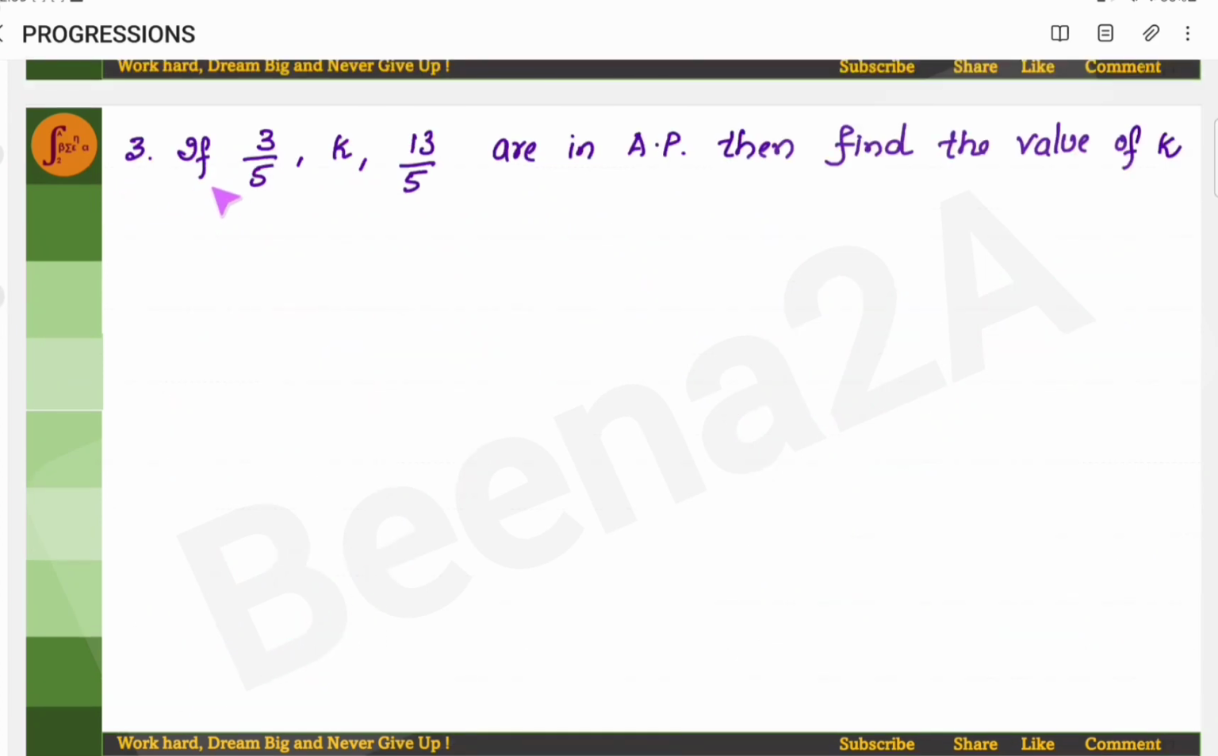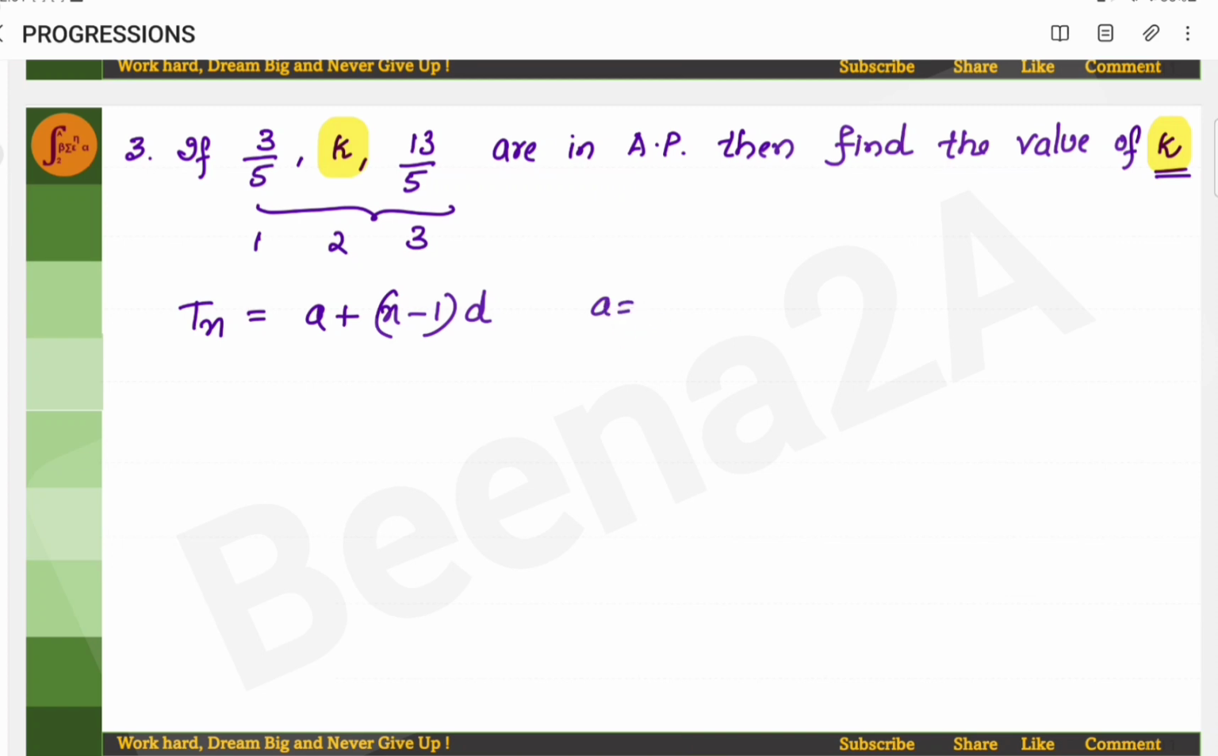Now let's take the third example. If this is the arithmetic progression, 3 by 5, k, and 13 by 5, 3 terms are given, and all of these are in the arithmetic progression. Then find the value of k. Very simple. Where is k? This is the first term, this is the second term, this is the third term. K is the second term.